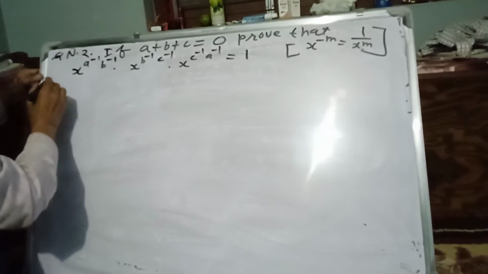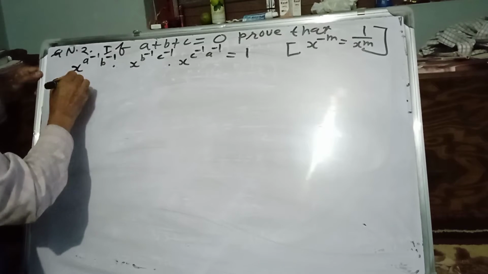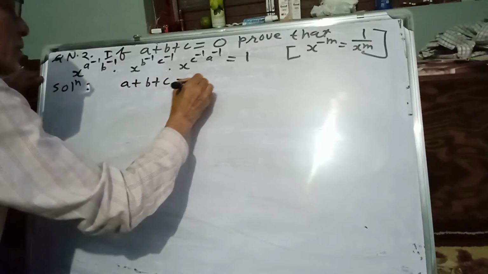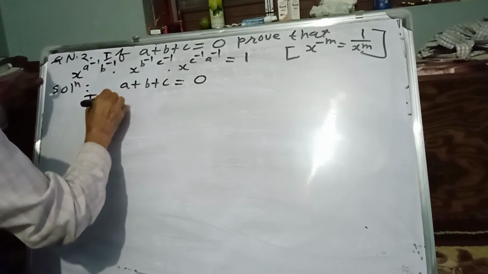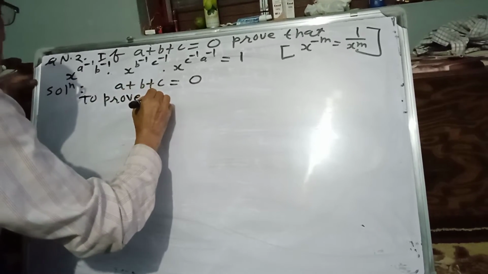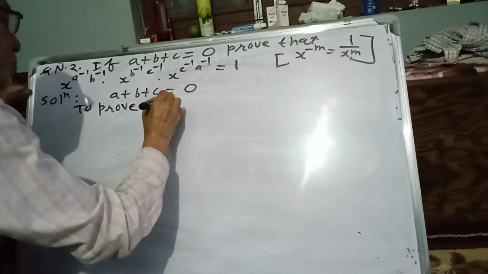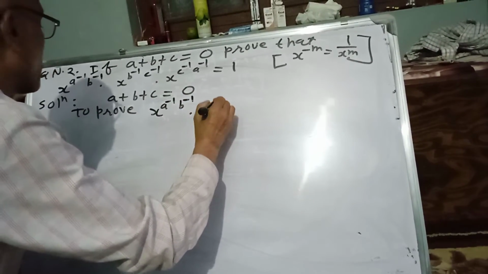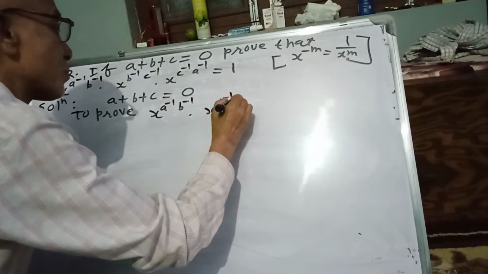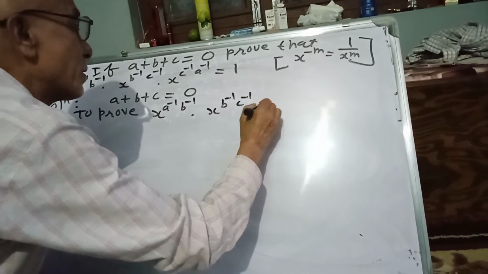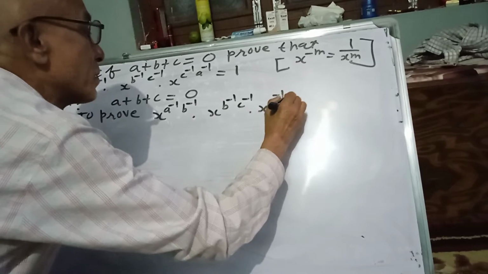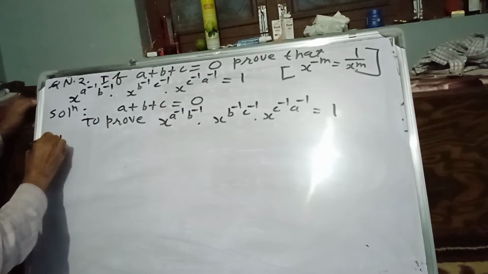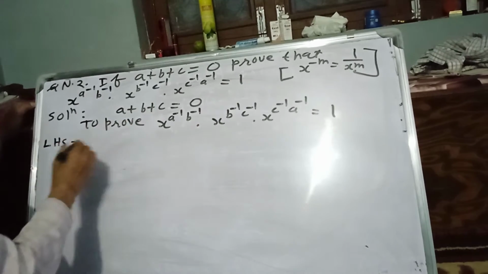Solution. The given condition is a plus b plus c equals 0. To prove: x to the power a inverse b inverse, into x to the power b inverse c inverse, into x to the power c inverse a inverse, equals 1. Left hand side: just write down the question.